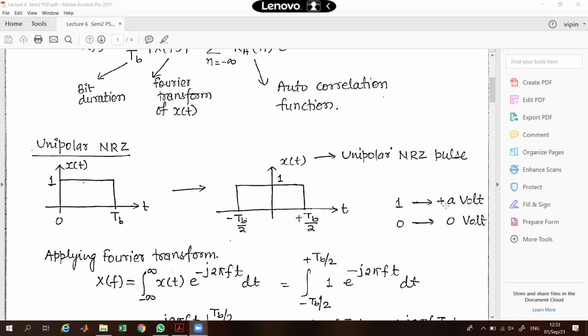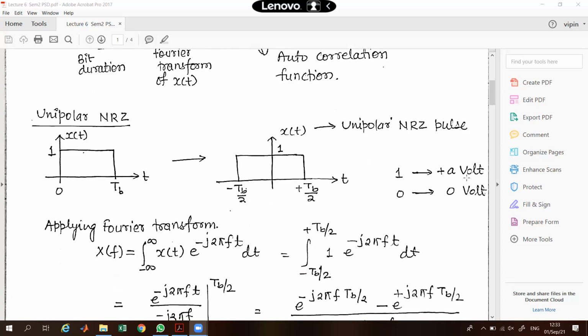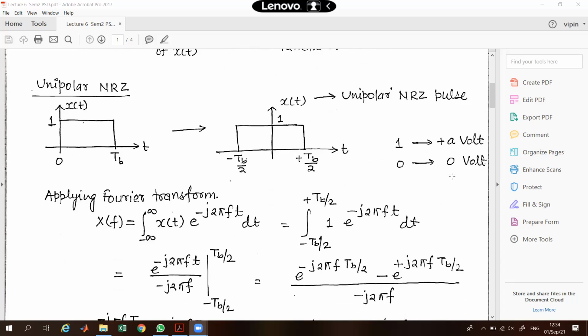So 1 is denoted as plus A volts and 0 is denoted as 0. So why are we denoting 1 as plus A? Because the potential can be 2 volts or 5 volts, depending upon the kind of communication system you are using.